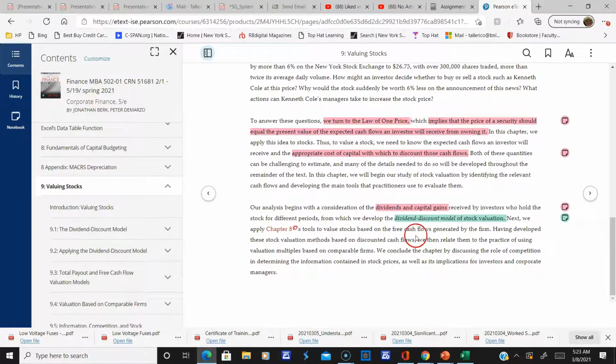And then there are other methods, where we use some material from Chapter 8 to value stocks based on free cash flows. We're not going to spend too much time on that. Valuation is a big topic in finance. It's a whole general topic, and you can take courses on valuation. I just want to say that.